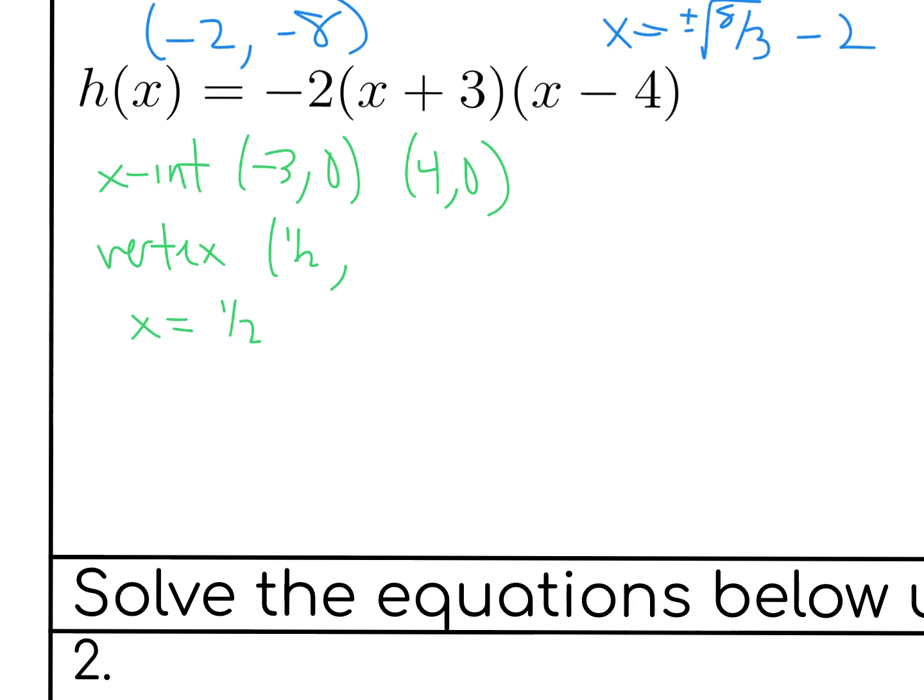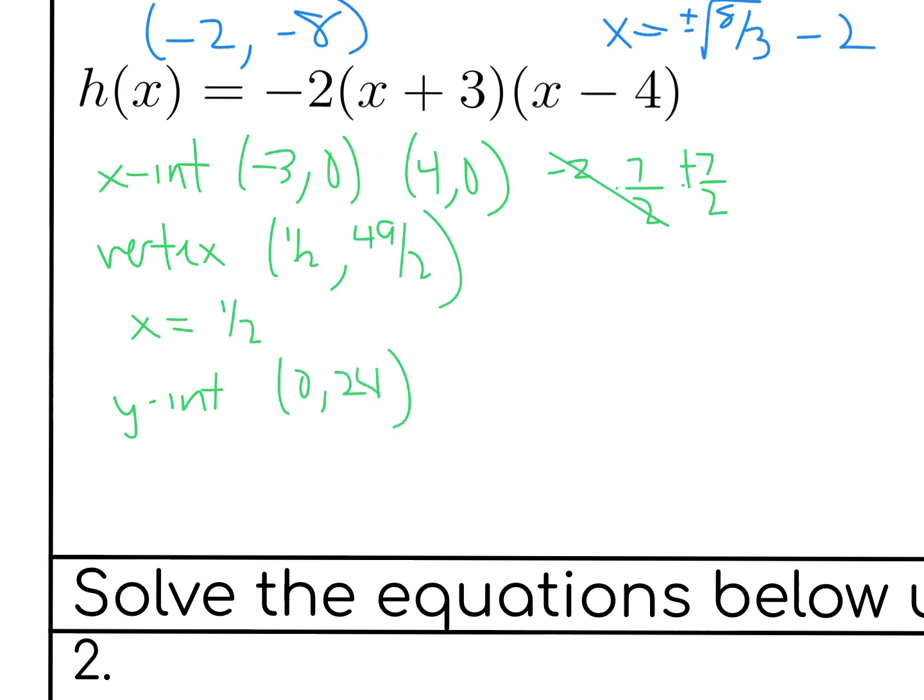So then I'm going to have to do 1/2 plus 3, which is 7 halves. 1/2 minus 4, so -7 halves. And then -2. So that's 49 halves. You could use a calculator for that if you wanted to. We need the y-intercept. That's when I plug in 0. So that's going to be 0, and then negative 2 times 3 is negative 6, times negative 4 is 24.